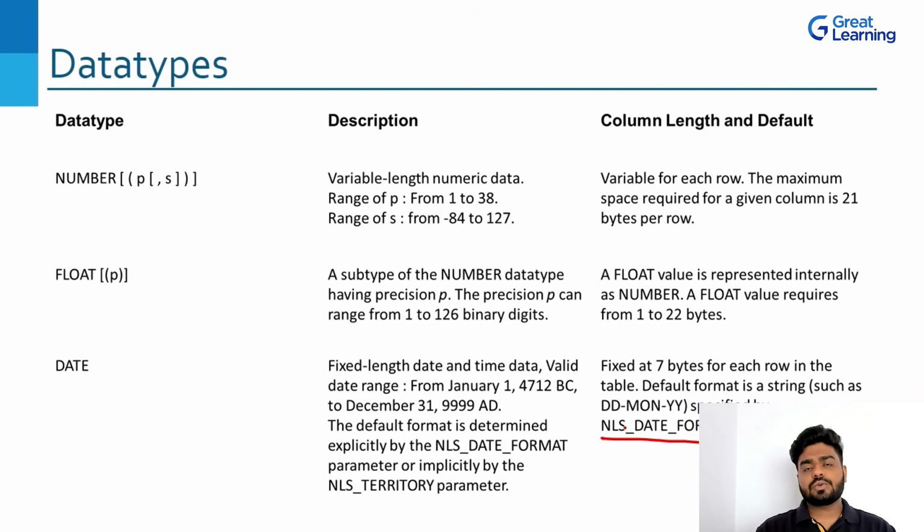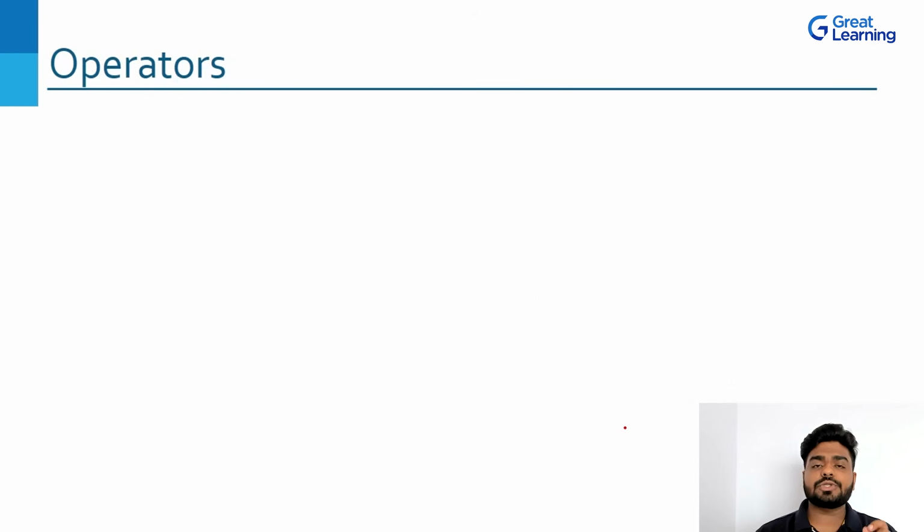But generally, we don't use all these things. We use it when we want to give a date particularly, but even with number, dates can be written. And generally, we use number, varchar2, and char. That's it. Okay, let's move to the operators.